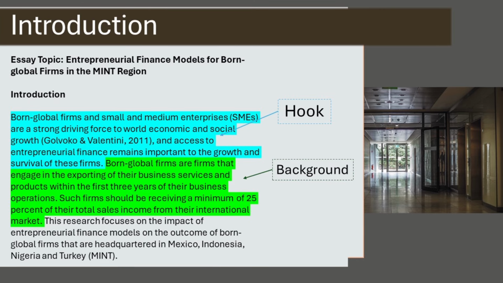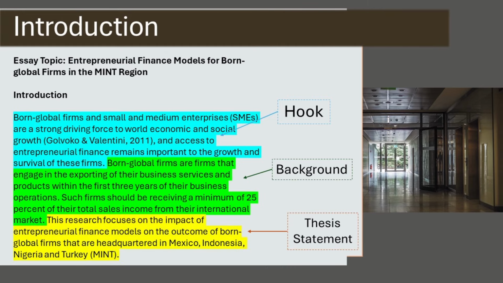The next section is the background, and it provides an understanding of the broad concept of the subject matter. In this case, it talks about Born Global Firms, their activities, and what they do. Finally, we have the thesis statement, and this is telling us what the research aims to do. It says this research focuses on the impact of entrepreneur finance models on the outcome of Born Global Firms that are headquartered in these regions.